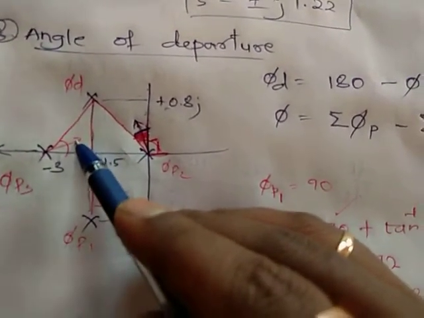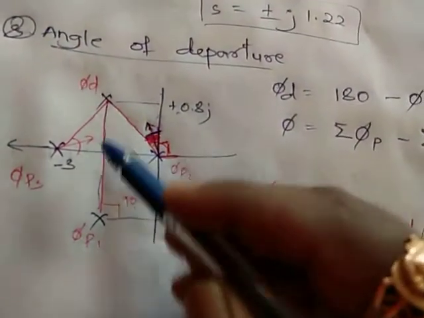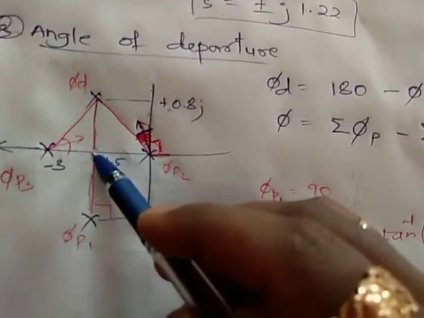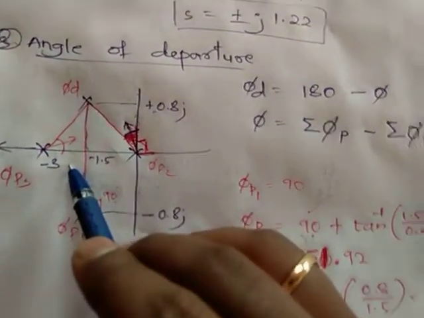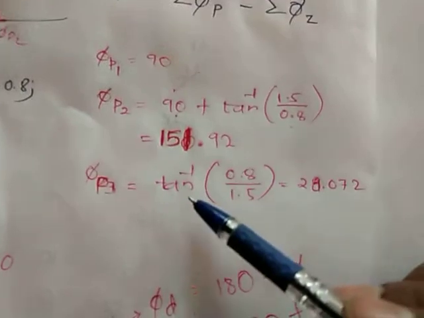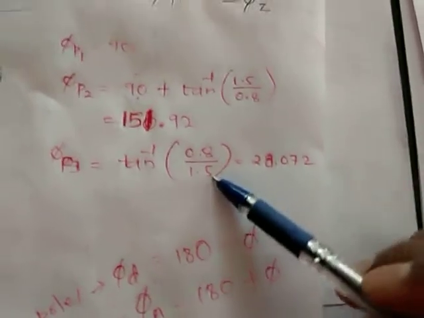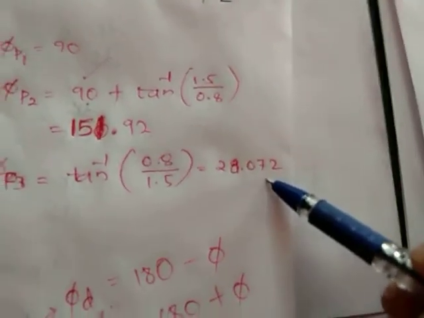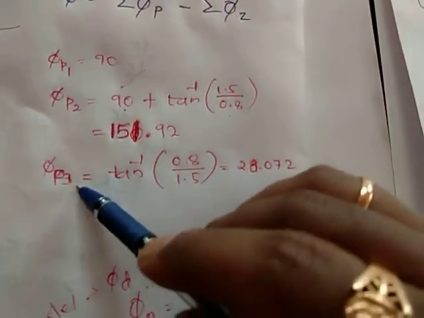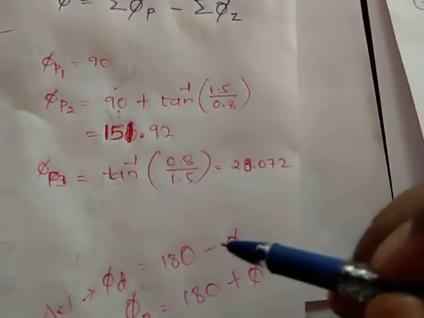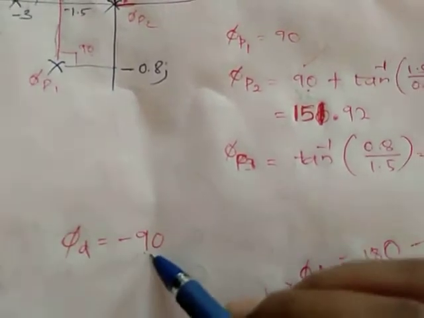Similarly, phi p3, in between these two we need to get the angle. So draw a line in the middle which shows opposite. Opposite is, measure it 0.8. So here also it will be 0.8 only. Adjacent, it will be minus 1.5 to minus 3 means minus 1.5. Right. So I wrote here phi p3 tan inverse of 0.8 by 1.5. Opposite is 0.8, adjacent is 1.5. You will get 28.072. Then add all phi p1, phi p2 and phi p3. Okay. Then you will get phi d equals 180 minus that, which is minus 90.